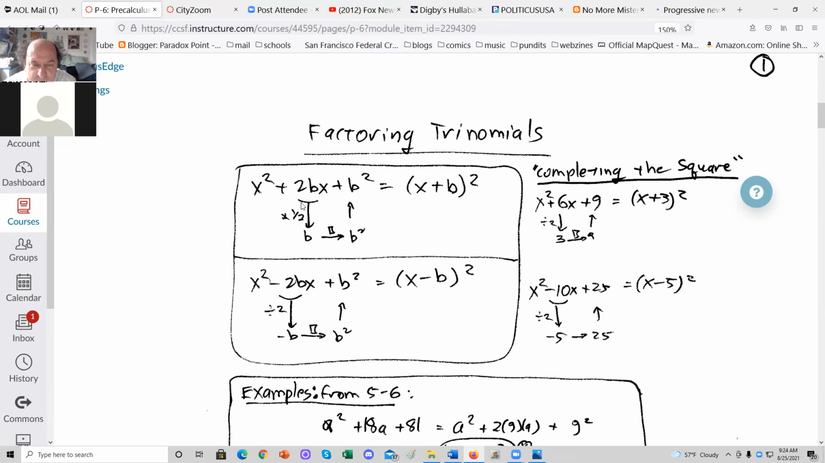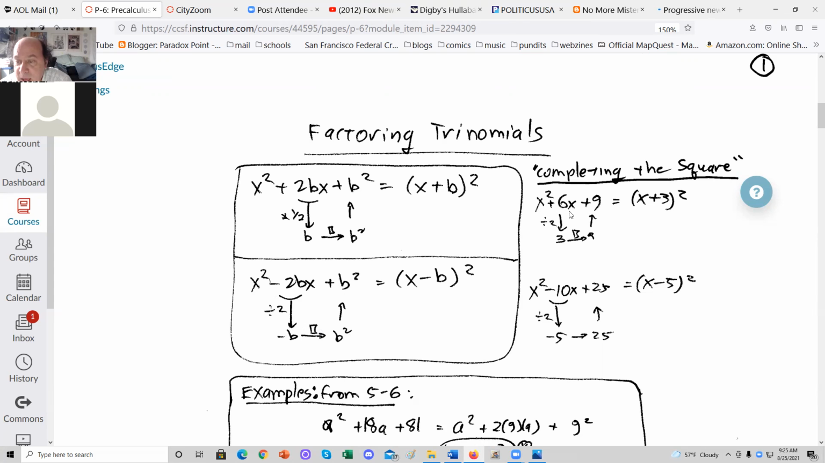We'll do that. Okay, here what we do, for 2bx, we take half the coefficient, make it a b, and square that, and it matches this, and it'll be x plus this b all squared. Similarly, x squared minus 2bx plus b squared. Take half this coefficient, be negative b, square that, you get b squared. It matches this, so this is equal to x minus b all squared.